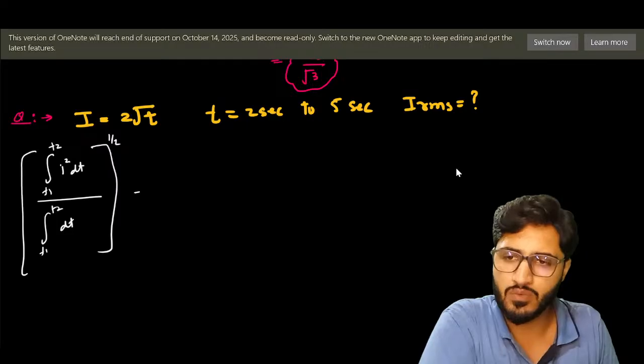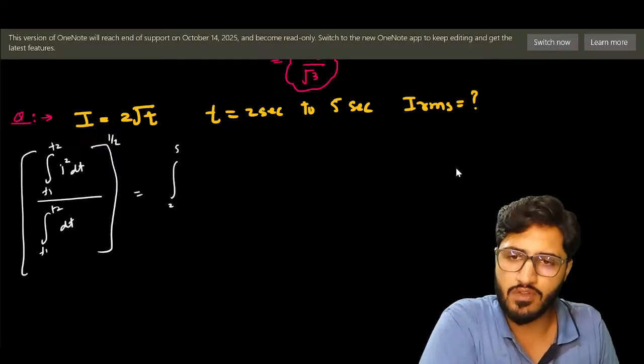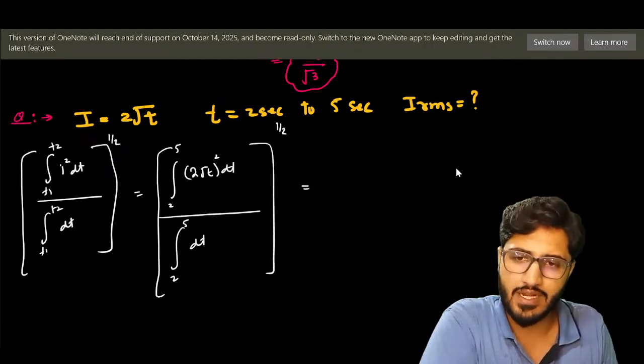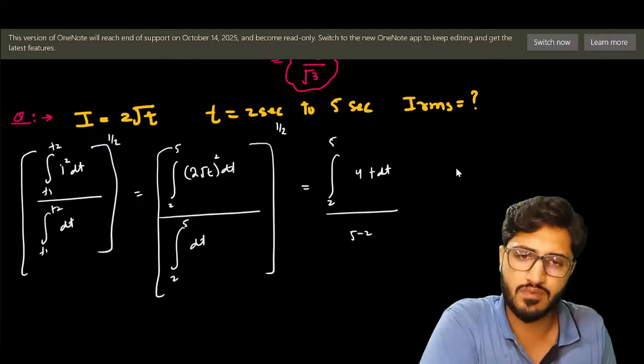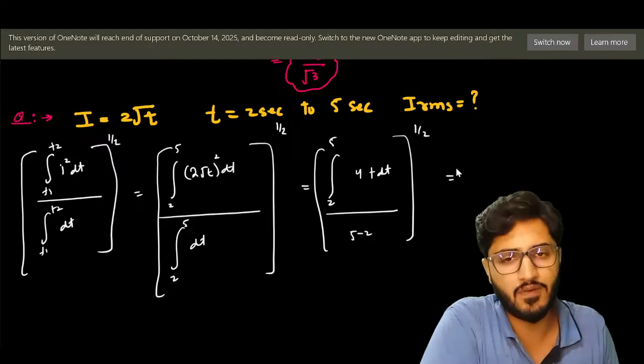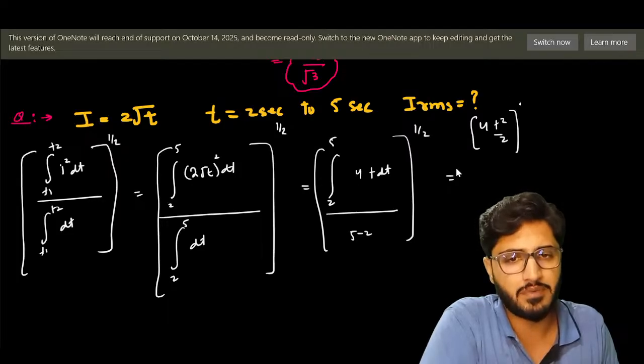It is 1 by 2, with T1 as 2 and T2 as 5, under root. What is I? I is 2 root t, squared, dt, whole divided by the integral from 2 to 5 of dt. So I can write the integral from 2 to 5 of 4t dt, whole divided by 5 minus 2, under root of 1 by 2. Now it is 4t square by 2, upper limit is 5, lower limit is 2.